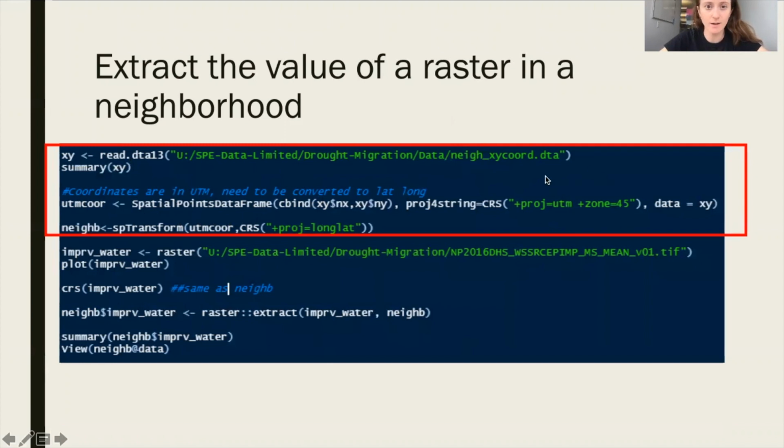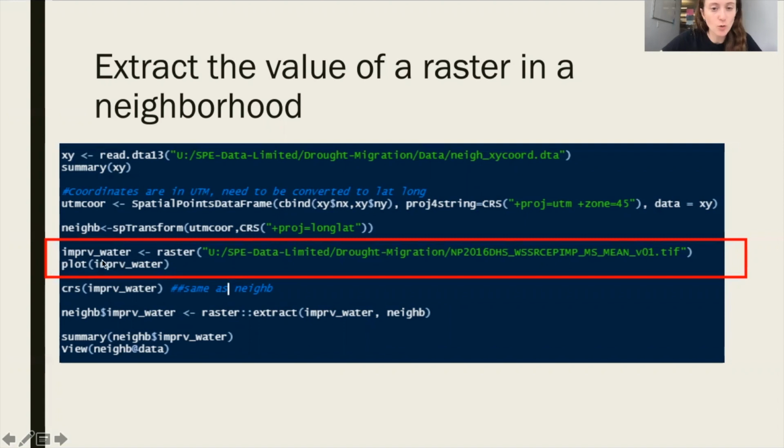And here I'm telling R that the latitude and longitude is currently in UTM, zone 45. But the raster data set that I'm working with is not in UTM. It's in another projection, the one that I mentioned before that's used very often. So here I'm converting it into standard longitude and latitude that's typically used in data sets. So this is transforming the shapefile into a new projection.